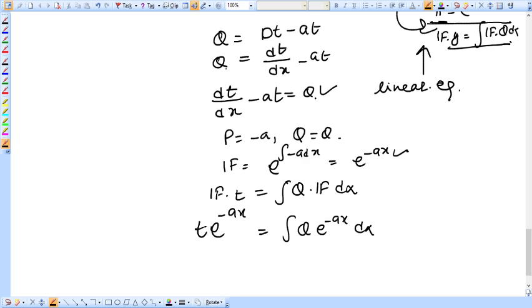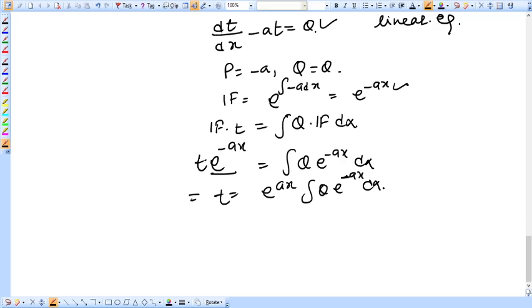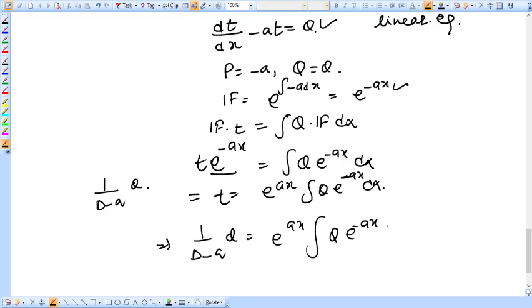Into T as well. So T, if we take this to the other side, we get exponential ax times integral of Q e to the minus ax dx. Since T is nothing but 1 by D minus a Q, therefore 1 by D minus a Q is equal to e to the ax integral of Q e to the minus ax dx. Hence the result.